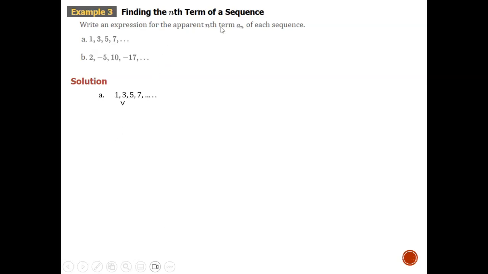It says write the expression for the apparent nth term. Hey guys, here we're looking for the nth term. So we're looking for the formula of the sequence. We see a pattern. If we notice, the difference is 2. From 3 to 5, the difference is 2 again, and from 5 to 7, the difference is 2. This means it's going to be linear, something to the first power, because I only did one stage.